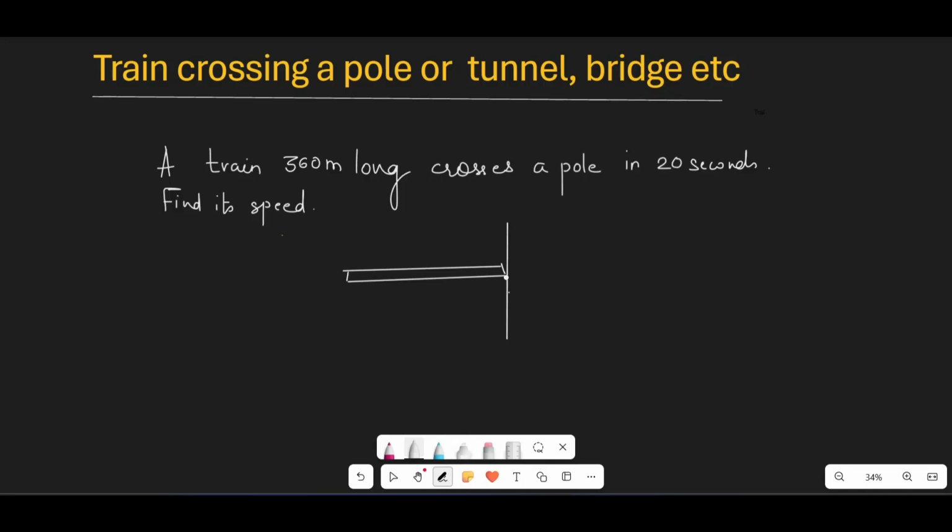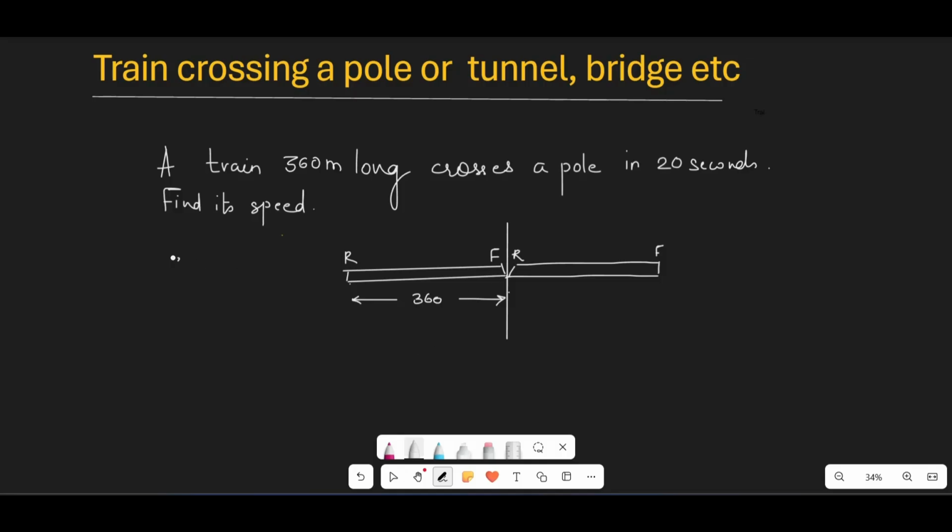The front portion of the train is just at the pole. When is this train going to cross the pole? When this is the front end, this is the rear end, when the rear end of the train has crossed the pole. So, what is the distance traveled by this rear end? It is the actual length of the train. And here the length of the train is 360 meters.